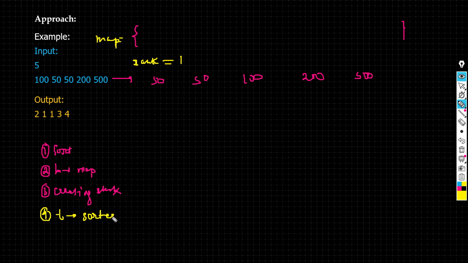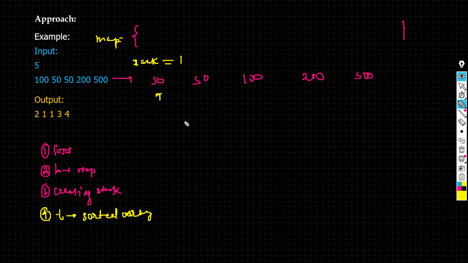We will traverse the sorted array and put the value according to the rank on the map. Okay, so at first we are going to 50. Before putting the values and rank to the map, we will check first if 50 is already in the map or not. If 50 is not in the map, then we will put it.